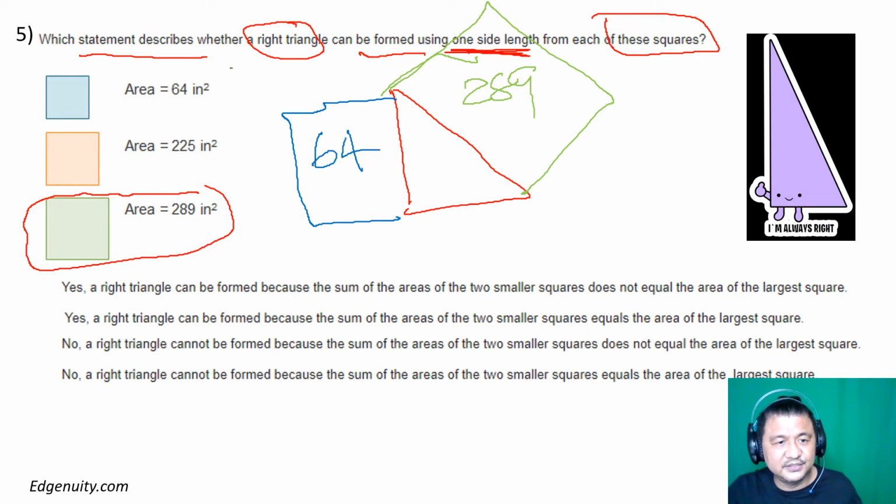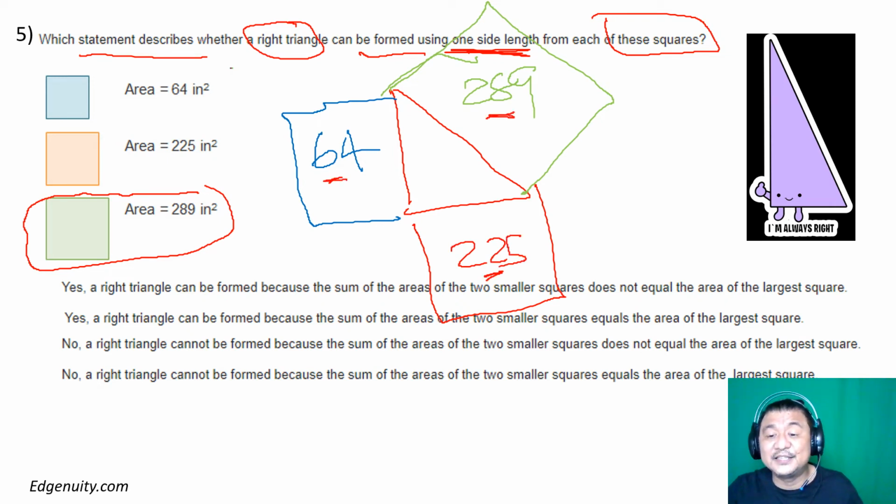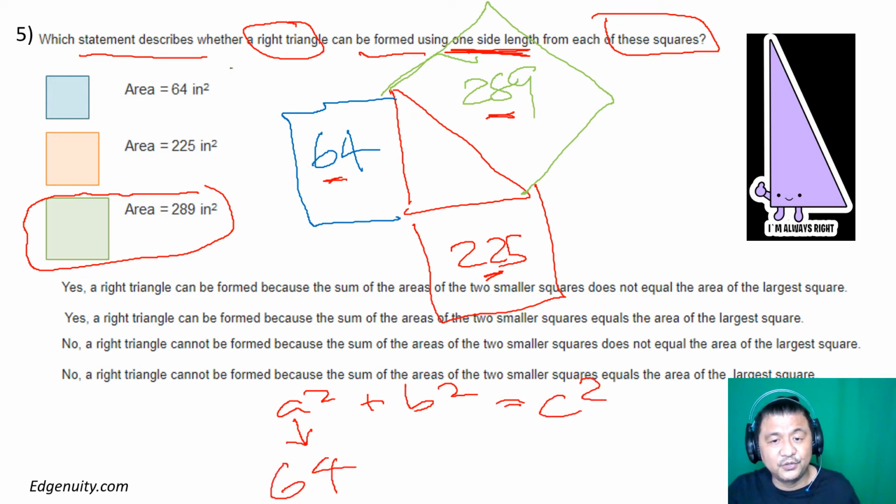And then on the other side is, what color is that? Is the red. Okay? So you are the 225. Guys, it's already a square. You don't need to square it. It's not the side. It's already the square. Remember, A squared plus B squared should be equal to C squared. So I already know that you're a 64. I already know that you're a 225.